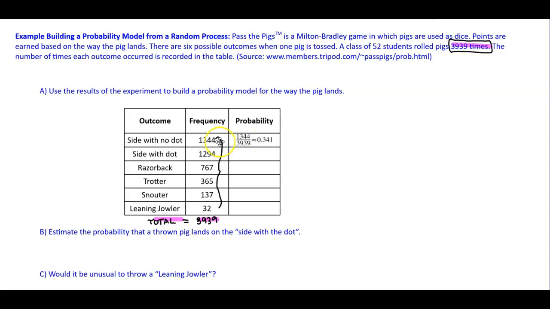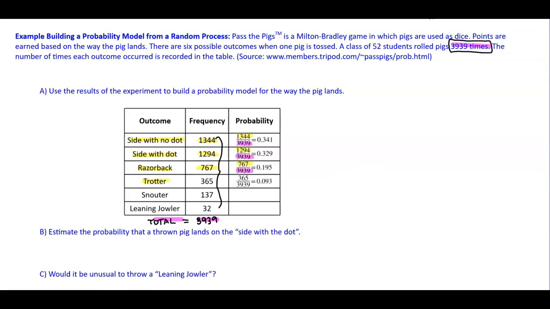So what we're going to do is take this amount of 1344 that represents a side with no dot, and that's going to be in our numerator, and we're going to divide it by the denominator to give us a probability of 0.341. Next, we're going to take the outcome of side with the dot was 1294. That's our numerator, divided by the total of the frequency is going to give us a probability of 0.329. Next, the outcome of Razorback was 767, and we're going to divide it by the total frequency to give us a probability of 0.195.